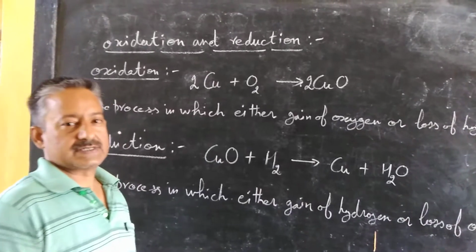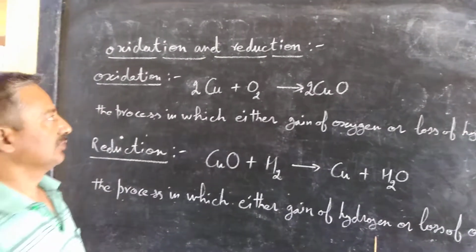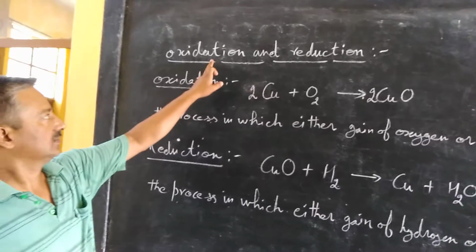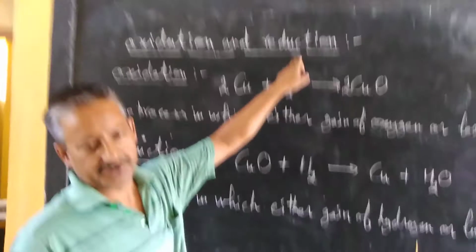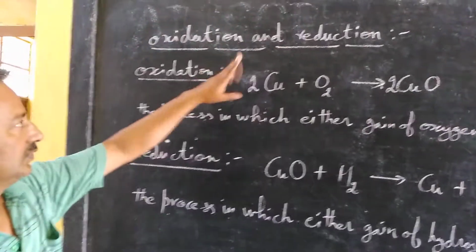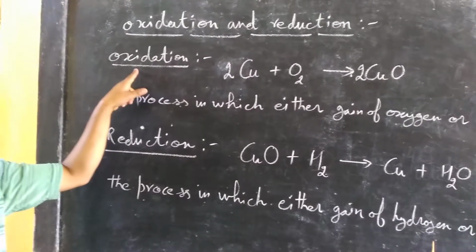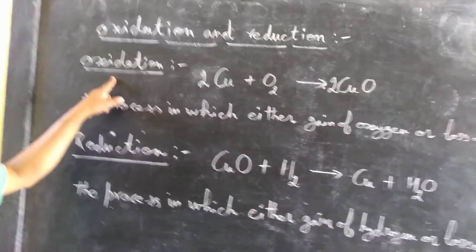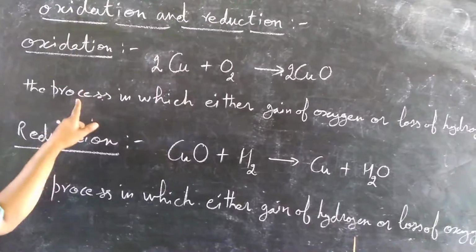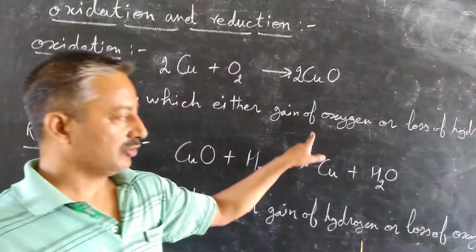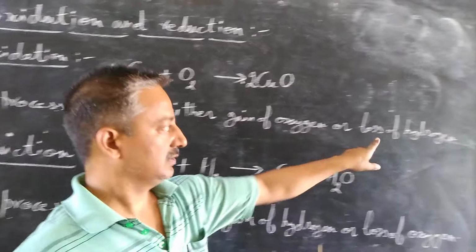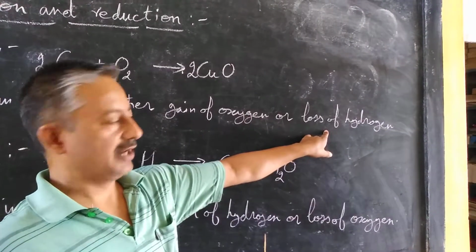Okay, students, now two more important topics are there. One is oxidation and reduction. So, with the help of examples, we can clearly do it. Oxidation. Oxidation is the process in which there is either gain of oxygen or there is loss of hydrogen.